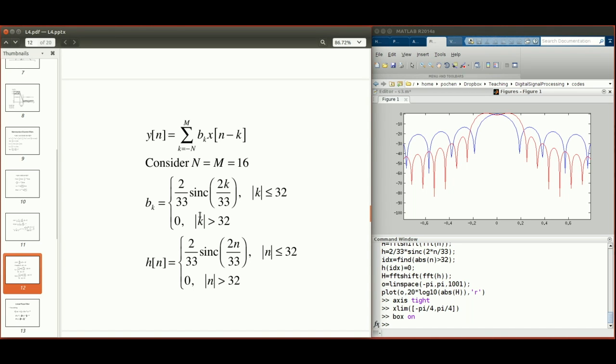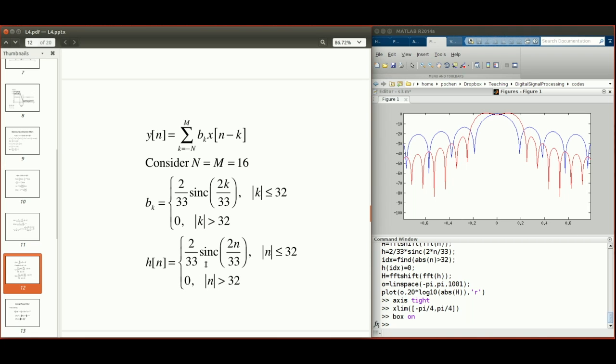But now let's look at the weights. Look at the impulse response. So h[n] is the impulse response of this variable weight 16-point moving average low-pass filter. That's the impulse response. And what this impulse response shows is that for n smaller than or equal to 32, it's basically a sinc function. And then for n larger than 32, the amplitude of the impulse response is exactly 0, right?